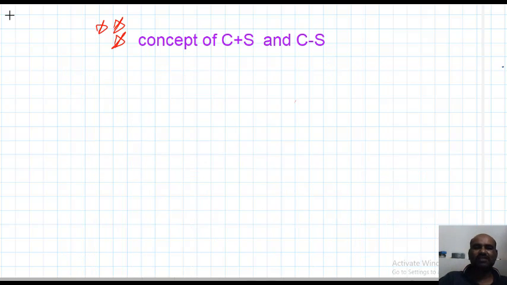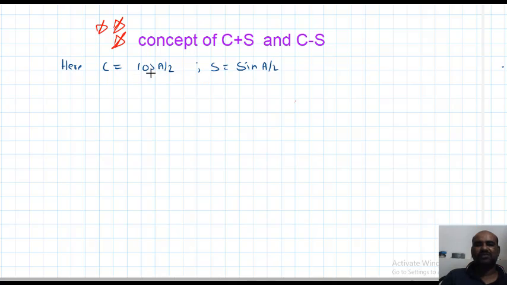Okay, students, what is our actual concept? C+S, C-S. What is meant by C? What is meant by S? That is important. So here C stands for cos(A/2). S stands for sin(A/2). Okay, C stands for cos(A/2), S stands for sin(A/2).